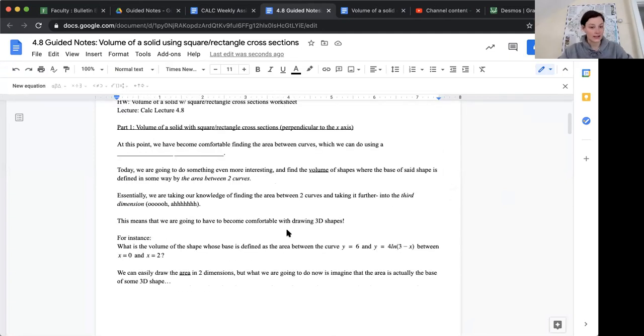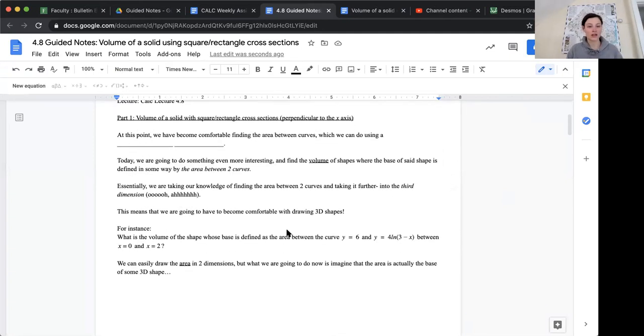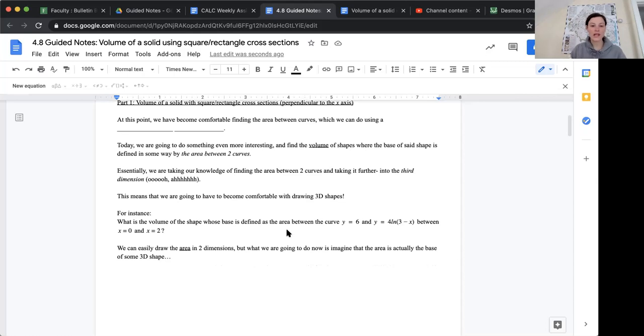So let's get started. Part 1, volume of a solid with square rectangle cross sections perpendicular to the x-axis. So at this point, we've become comfortable finding the area between two curves, which we can do using a definite integral. And again, area is 2D. We can see what we are finding the area of when we draw a picture that shows the area between the two curves that we are trying to solve for.